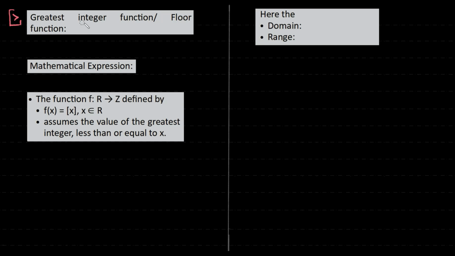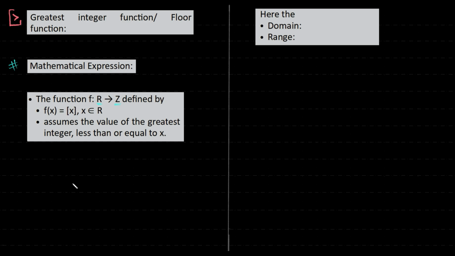Let's look into the greatest integer function. The name is a bit misleading. It's actually better called the floor function. So the mathematical expression is something like this. It will map real numbers to, what is this? Yes, integers. It's generally represented in this way in your books.